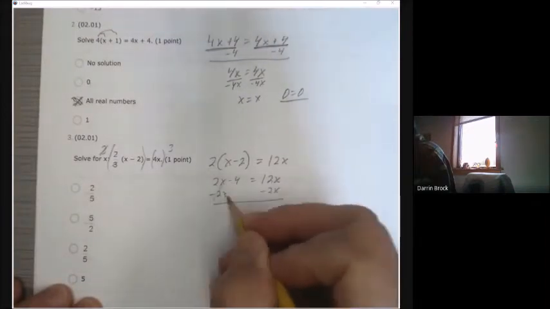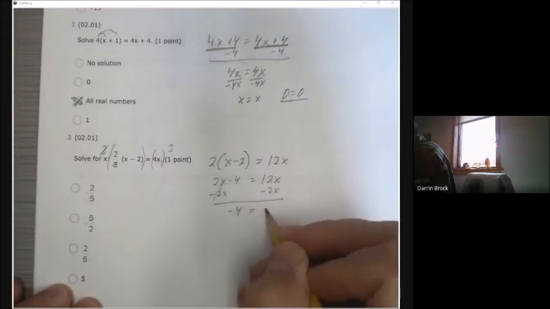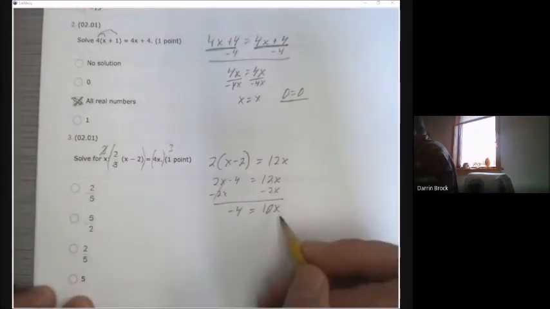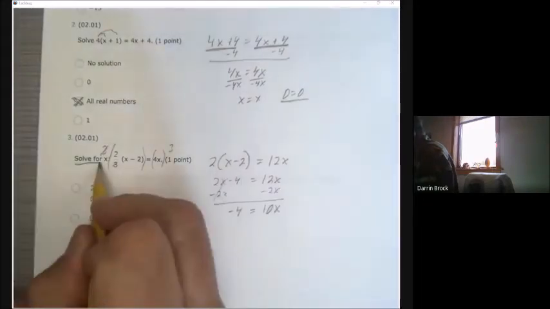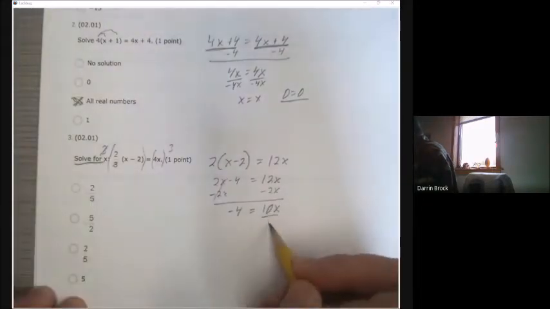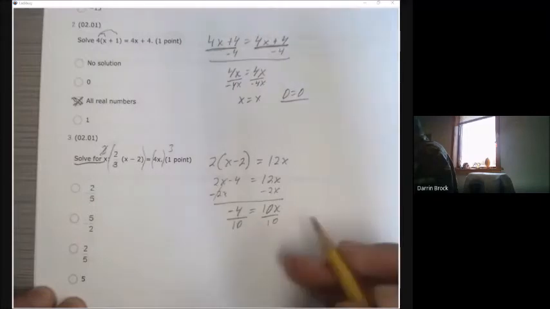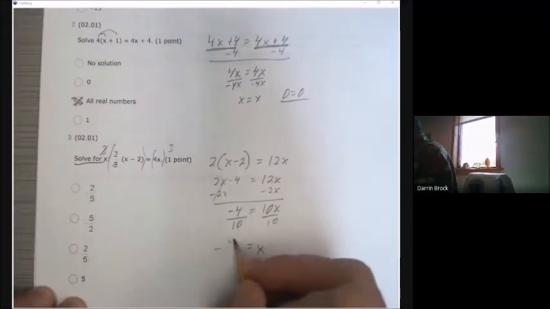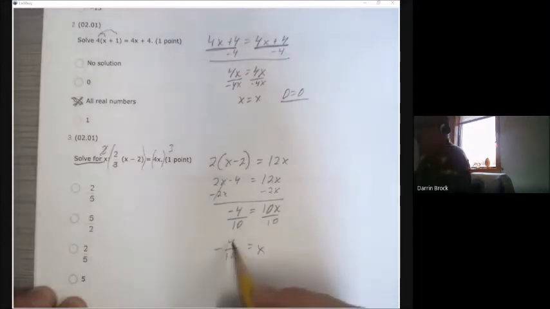So that cancels out. I've got -4 equals 10x. I'm still trying to get x by itself. I'm trying to solve for x. So we'll divide everything by 10. So x equals -4 tenths, which simplifies.